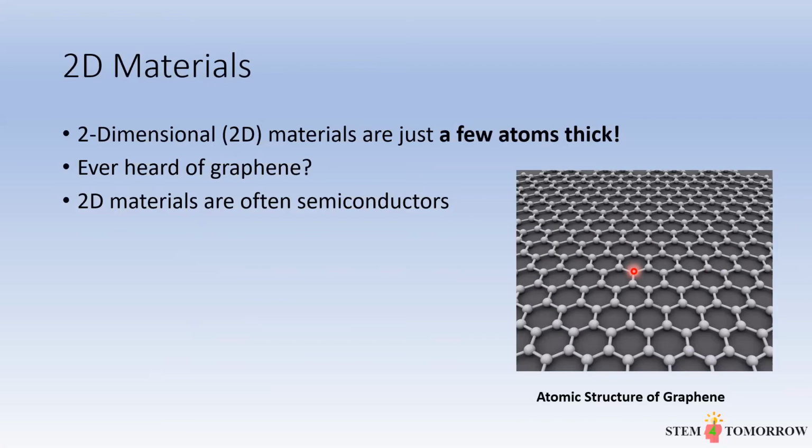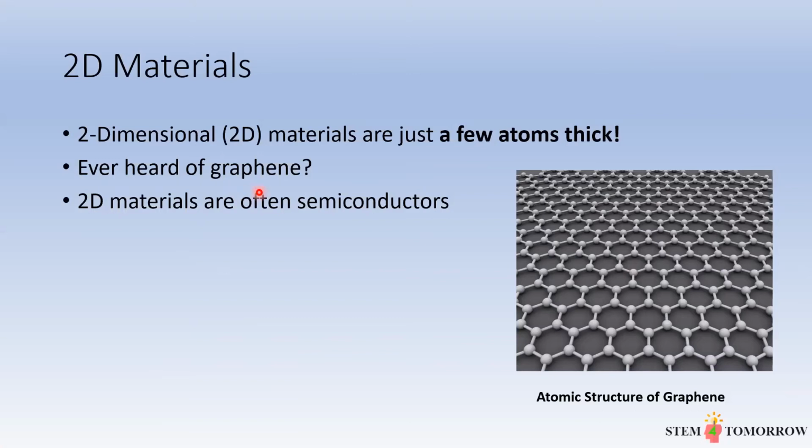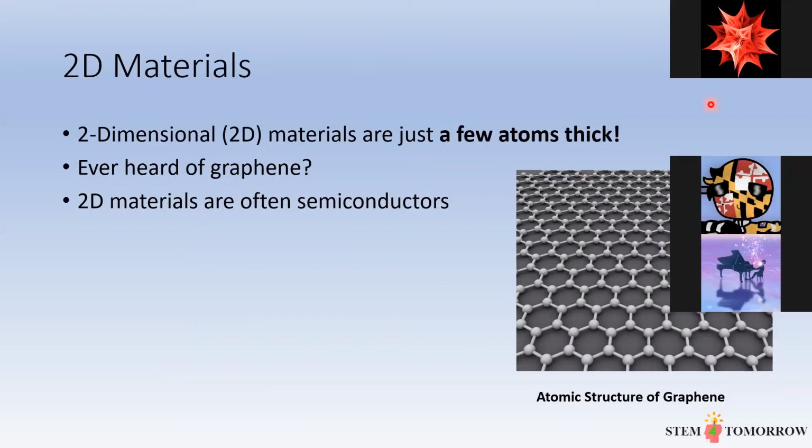Okay, and surprisingly, based on their thinness, they're actually surprisingly strong. You may have heard of graphene, this material here. It's actually about 100 times stronger than steel. All right, so who has heard of graphene before in some context?